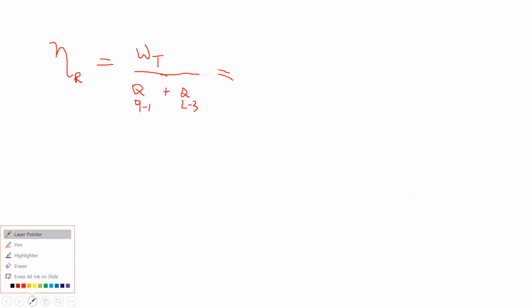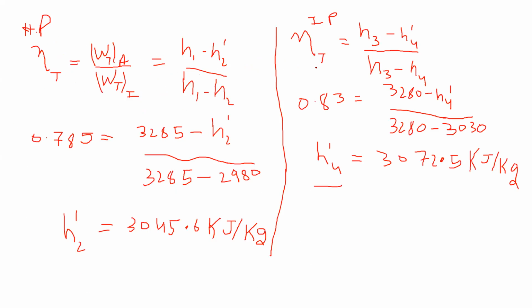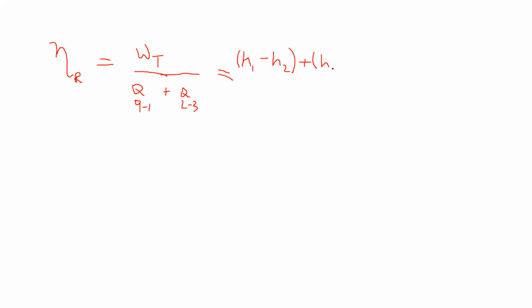Here I am again writing the equation. The total work done by the cycle is equal to H1 minus H2 plus H3 minus H4, and later we have the low pressure expansion, the process of 4 dash to 5 dash, that is equal to 1 minus m1 into h4 dash minus h5 dash.